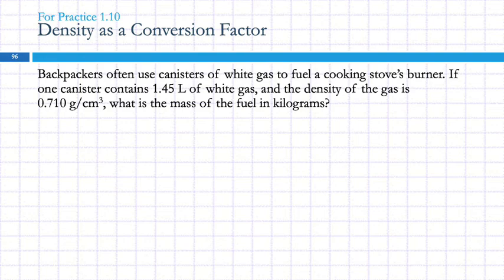What am I given? Where am I starting, right? It's the map at the mall with the little red dot. You are here. You've got to figure that out first. So, 1.45 liters, and something else they gave us is 0.710 grams per cubic centimeter. Those were given. And what do we want? Kilograms.